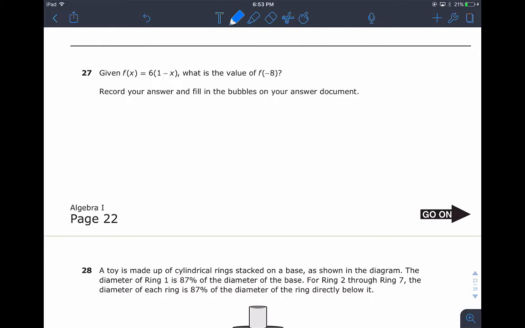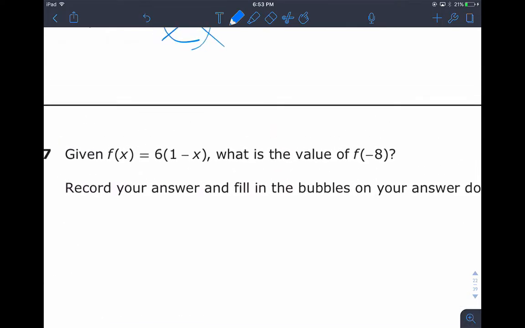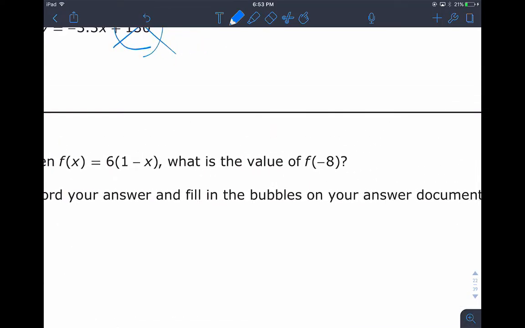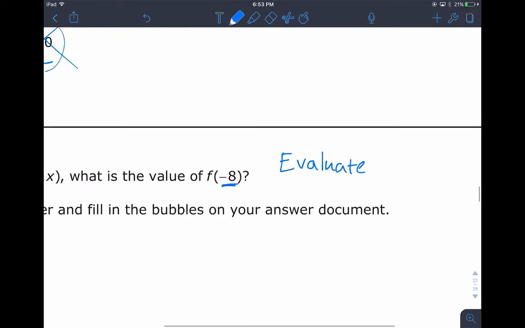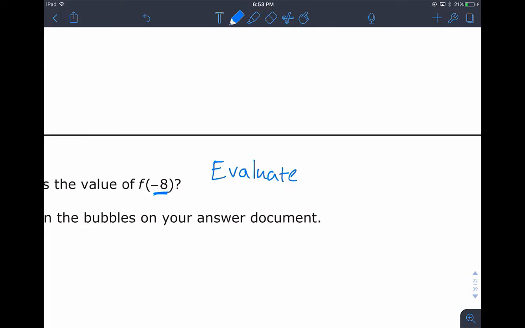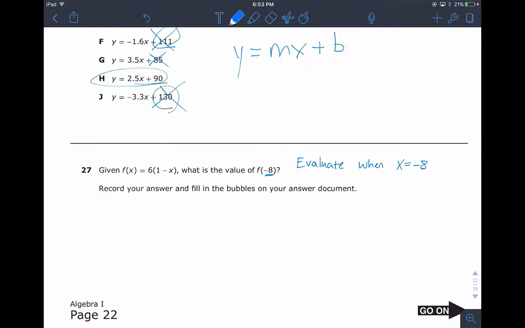27. Given f of x is equal to 6 times the quantity 1 minus x, what is the value of f of negative 8? All right, this question is all about understanding function notation. When you see this notation, f of negative 8, that means evaluate when x is equal to negative 8. That's essentially what this notation means here.